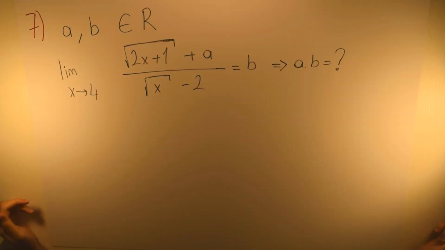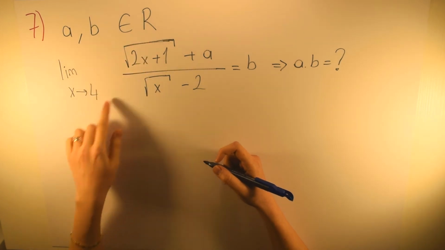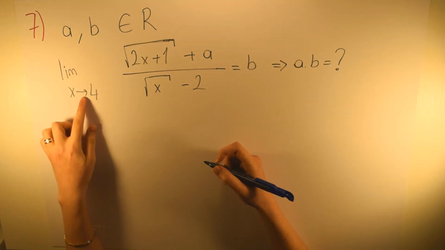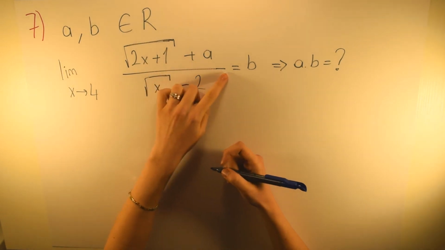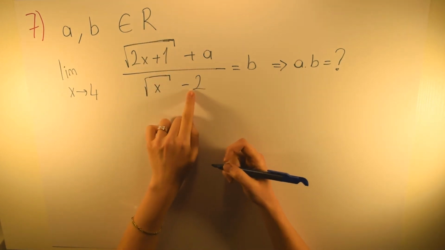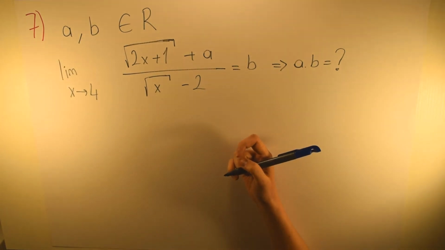Let's continue with our 7th question. Here we have a and b are elements of the real numbers. The limit as x approaches 4 of the square root of 2x plus 1, plus a, over the square root of x minus 2, which is equal to b. So what is the value of a times b?